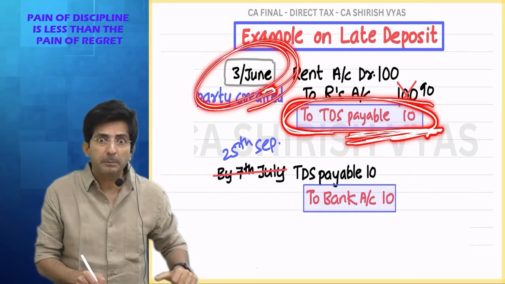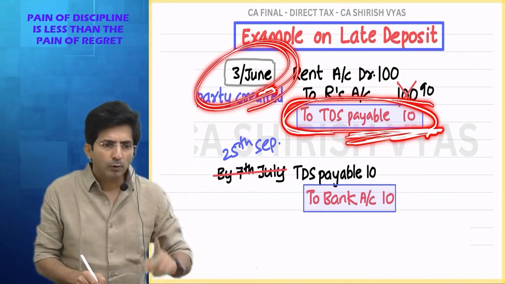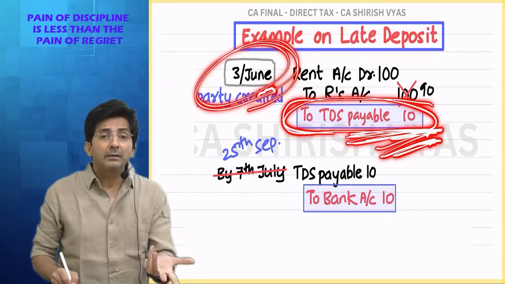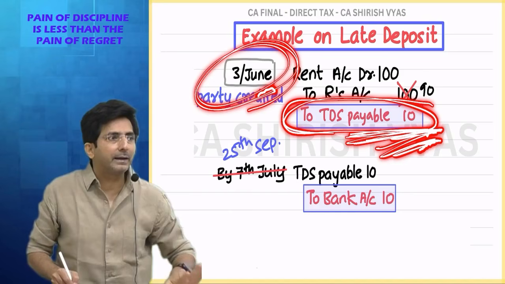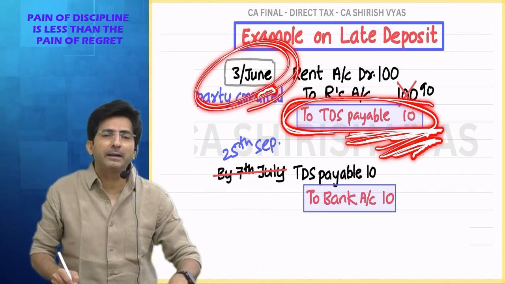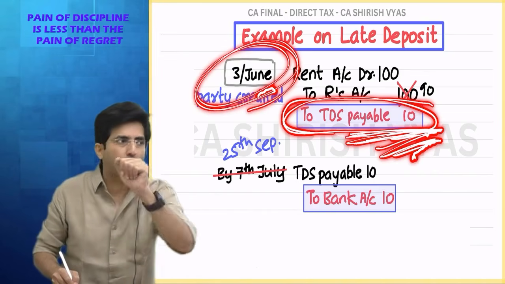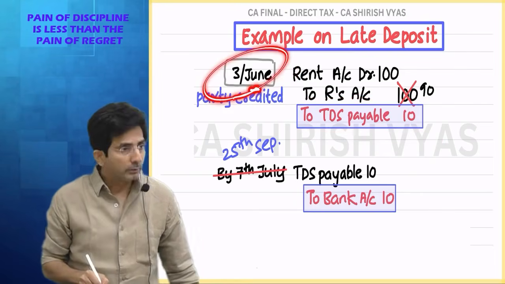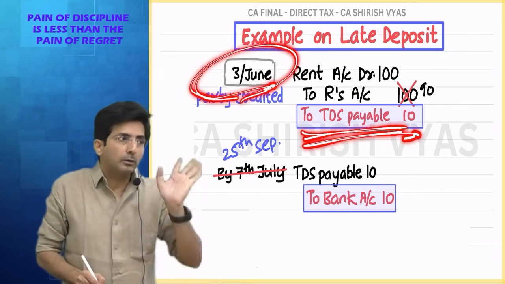You paid on 25th September. You made us suffer for 4 months. From 3rd June, we are desperately waiting. See, payable means what? It was a duty to pay on 3rd June. It was the greatness of the government that the government gave you time till 7th of July. If by 7th of July you make the payment, they will not levy interest. But that is the greatness of the government, you should feel grateful for it. Otherwise, the government's demand started from 3rd June. Because see, the journal entry says what? TDS payable. That means it became payable on 3rd June.